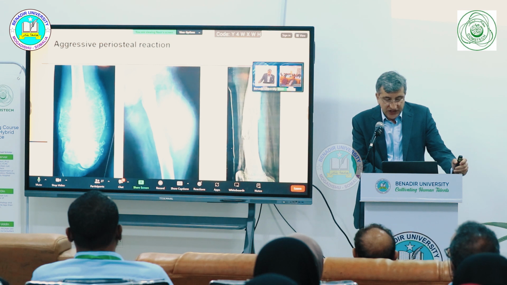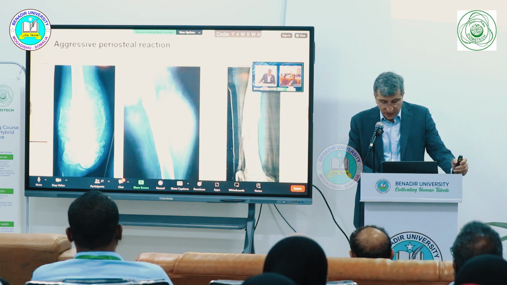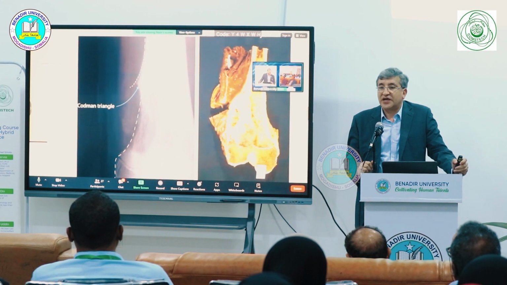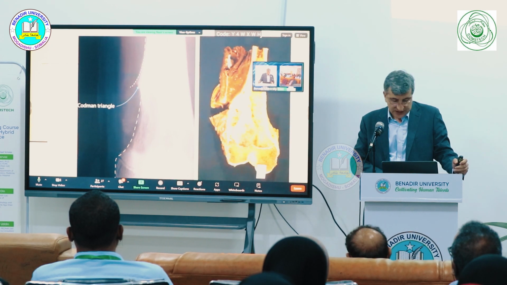Aggressive periosteal reaction is a sign of malignancy, like this is sunburst or spiculated in osteosarcoma. This is Ewing sarcoma. You can see it extend into the soft tissue as well as a bulging mass. But aggressive periosteal reaction can also occur in osteomyelitis. So this is the Codman's triangle. It is seen in very aggressive lesions.